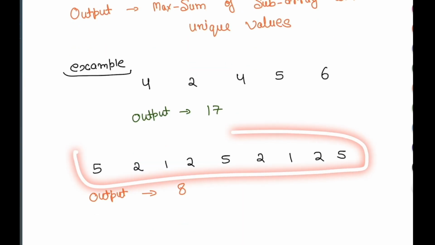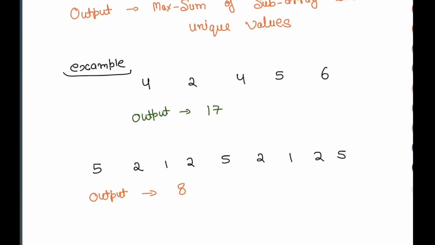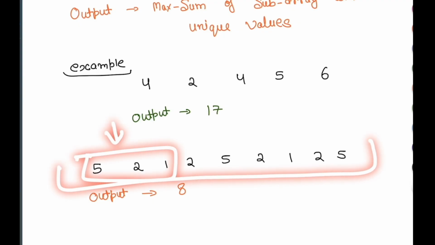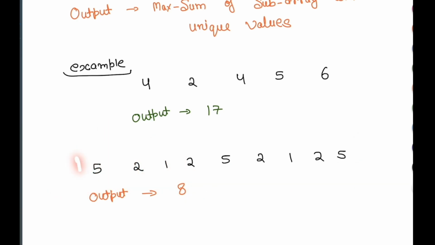In example number 2, the output is 8, and that is because our subarray is 5, 2, 1. This is a subarray from our complete array which has all unique elements, 5, then 2, then 1. The sum is 5 plus 2 plus 1, which is 8. Now you cannot find any other subarray in this whole array such that the sum of the elements in that subarray is more than 8. And that is why the output is 8 here.